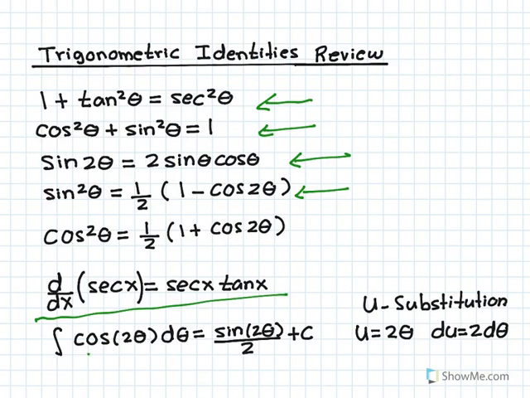So for the integral of cos 2 theta d theta, we do a substitution: let u be equal to 2 theta, du is 2 d theta. So if you solve for d theta, you get d theta is equal to du over 2. And the reason we have a 1/2 here is exactly because d theta is 1/2 du. All right, thanks.